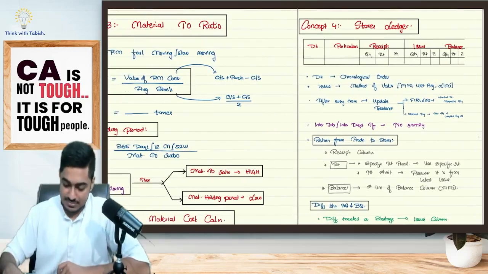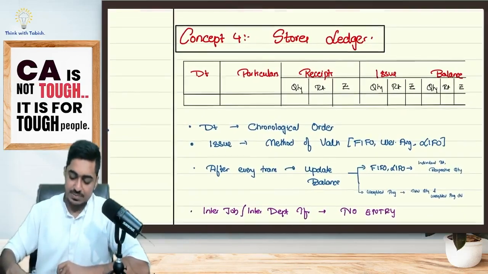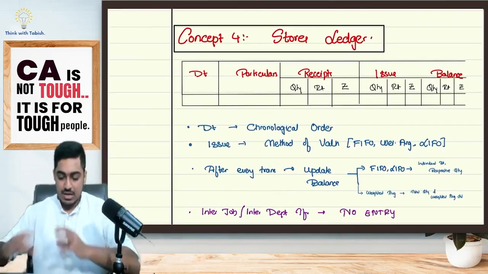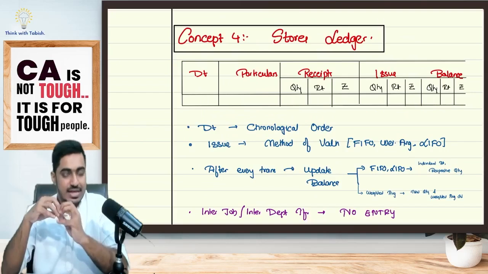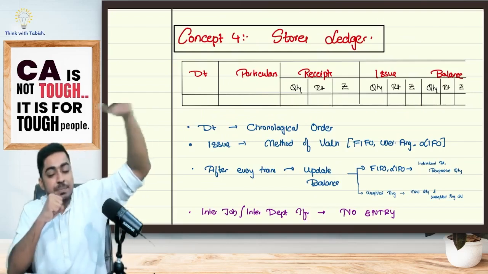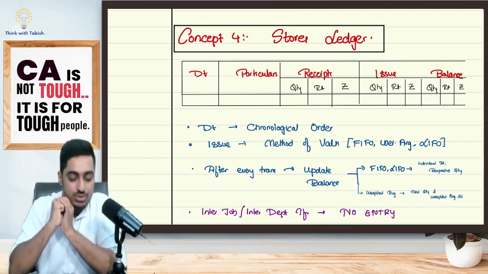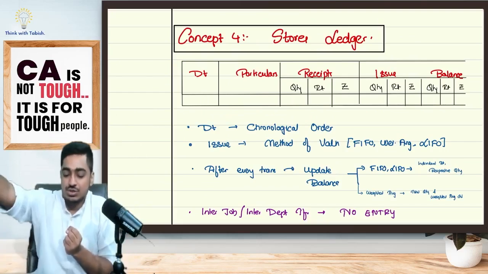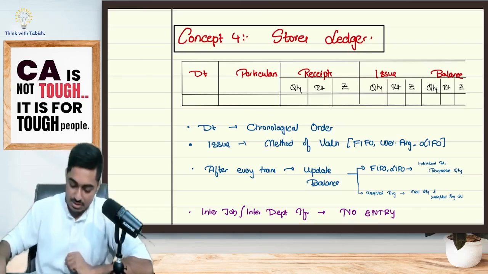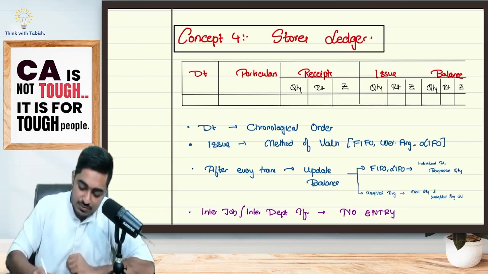Stores ledger. Great. Pay attention. What is a stores ledger? Now understand, stores is a place where my raw material is stored. I have purchased raw material from my supplier. The place that it is stored is called stores. So I have to prepare a ledger telling what all is received, what all is issued, what all is balanced, all those things. So what is going to be the format of the stores ledger?